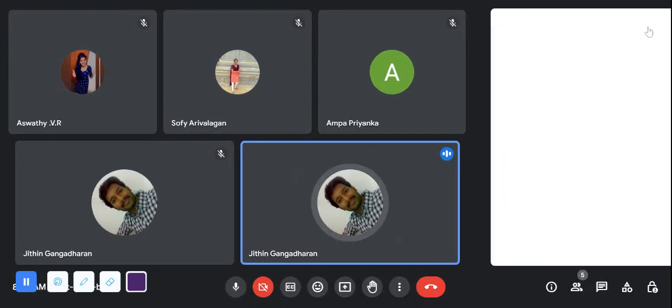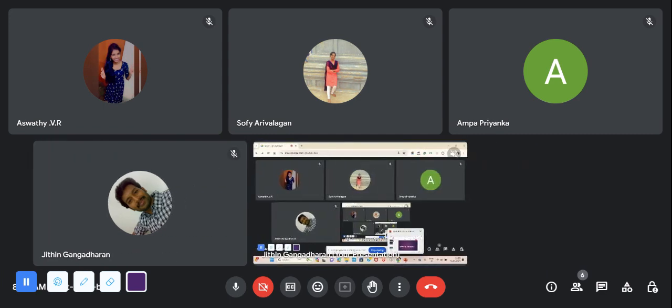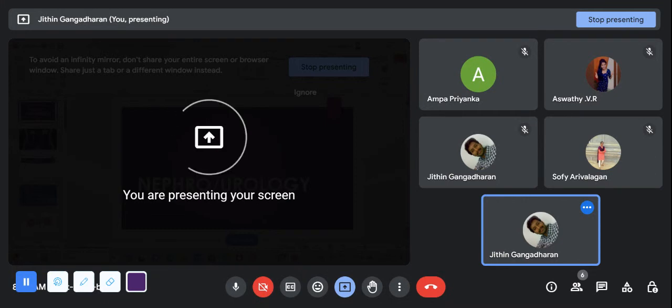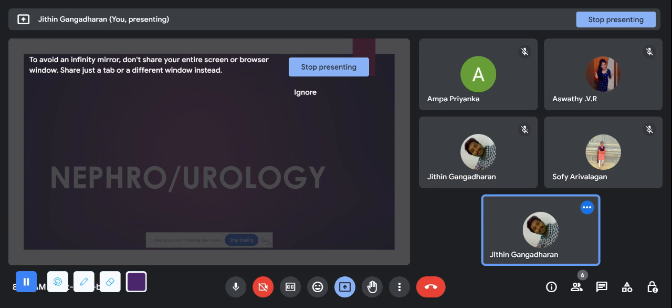So, till date, we have completed our cardiovascular system, respiratory system, and burns. Today, we are going to see the nephrourology conditions. So, in nephrourology, we shall look into the anatomy and physiology of these conditions, and then further we'll proceed from here.